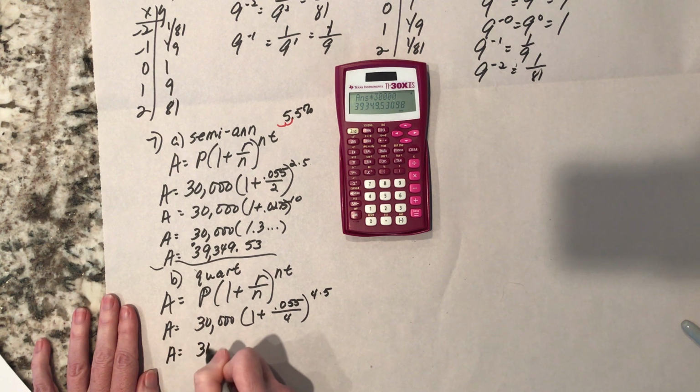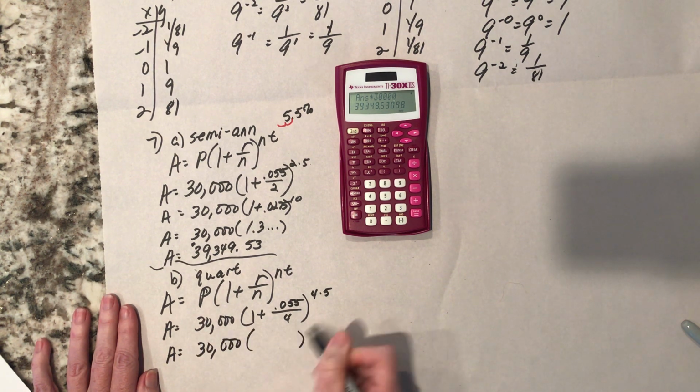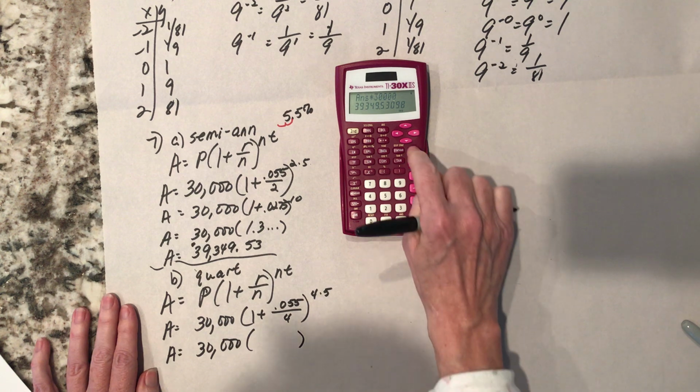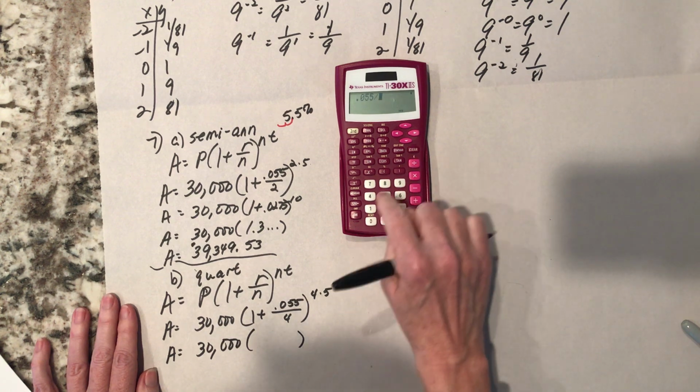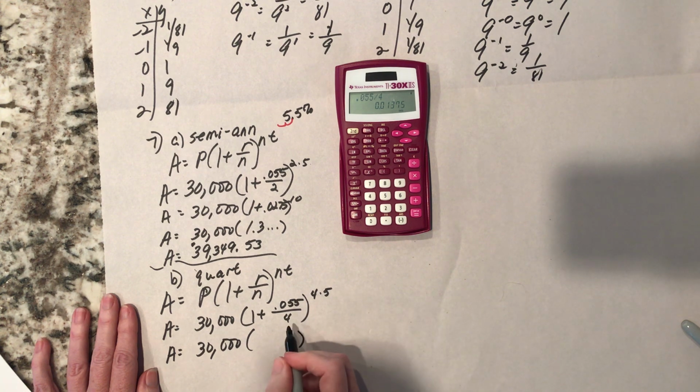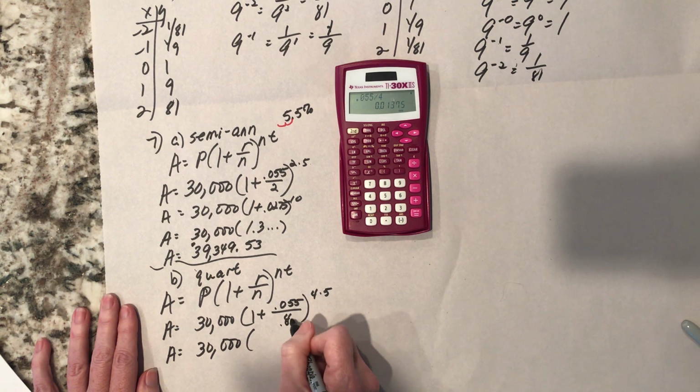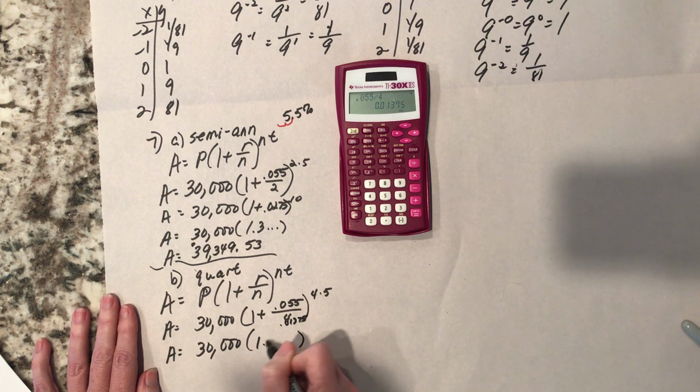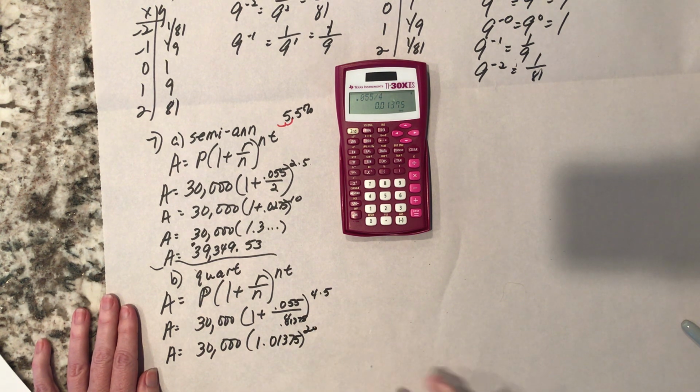So our accumulated value, let's do this, 0.055 divided by 4 will give us 0.01375. I'm going to add it to the 1 and raise it to the 20th power.